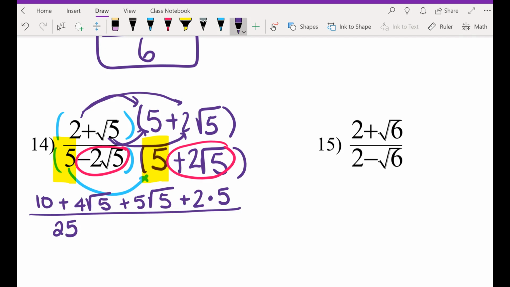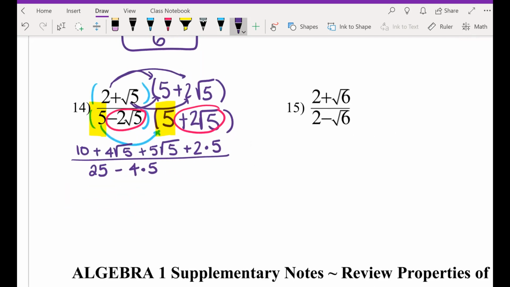Negative 2 rad 5 times a positive 2 rad 5 is negative 20, which I'm going to write as negative 4 times 5. If you know it's negative 20, write negative 20, okay? So you just do 5 times 5 and negative 2 rad 5 times 2 rad 5. Yeah, because negative 2 times positive 2 is negative 4. Rad 5 times rad 5 is technically rad 25, but rad 25 is simply 5.